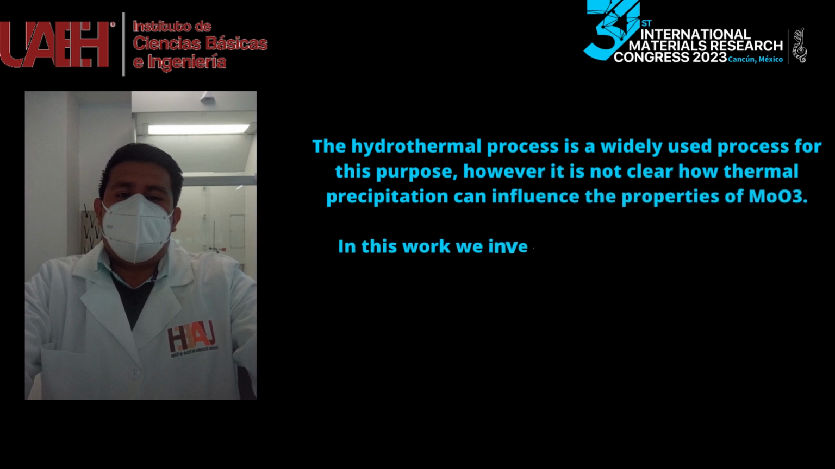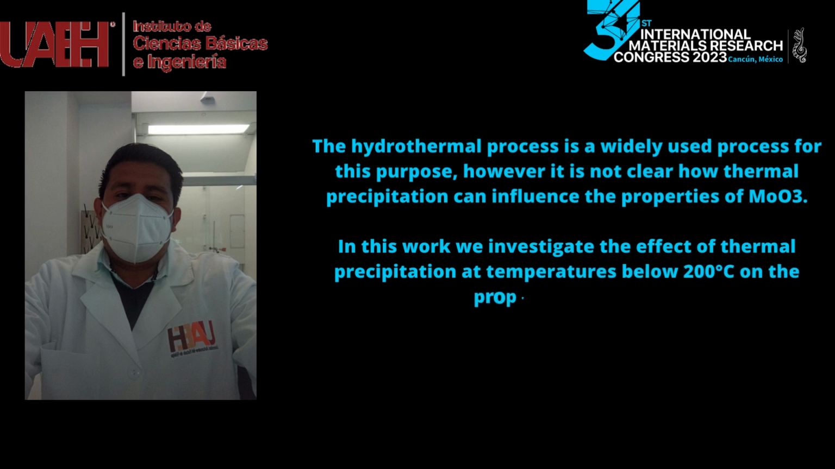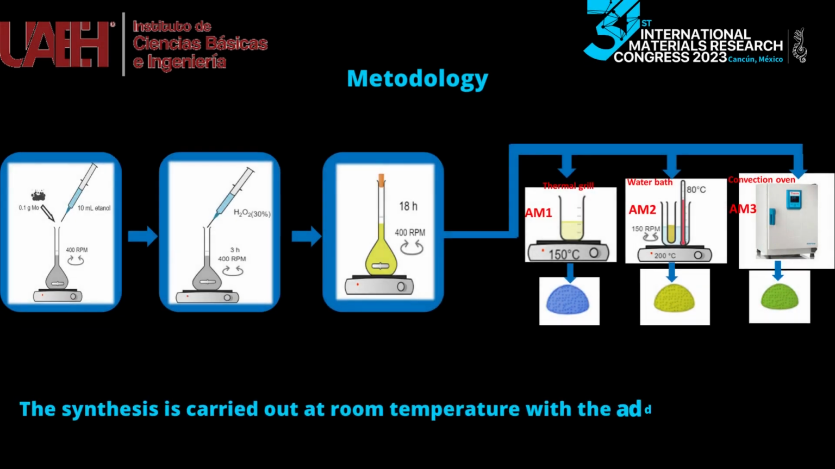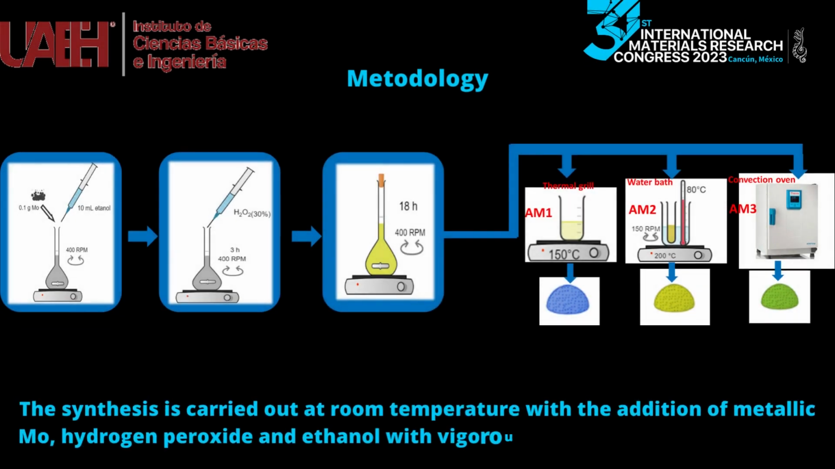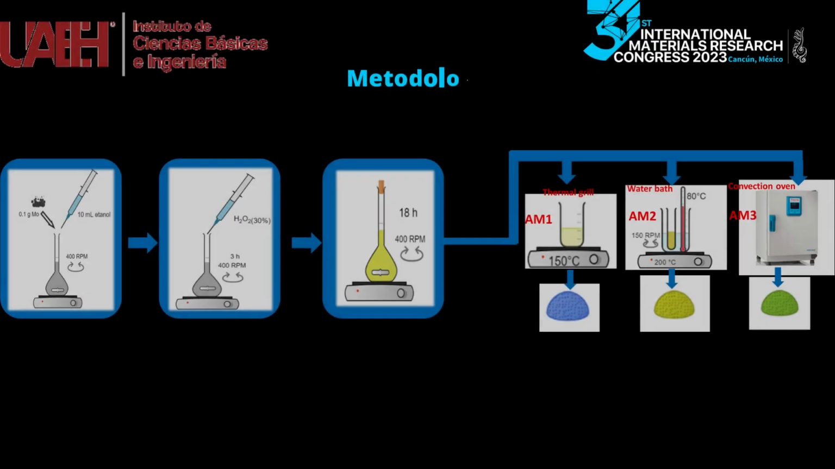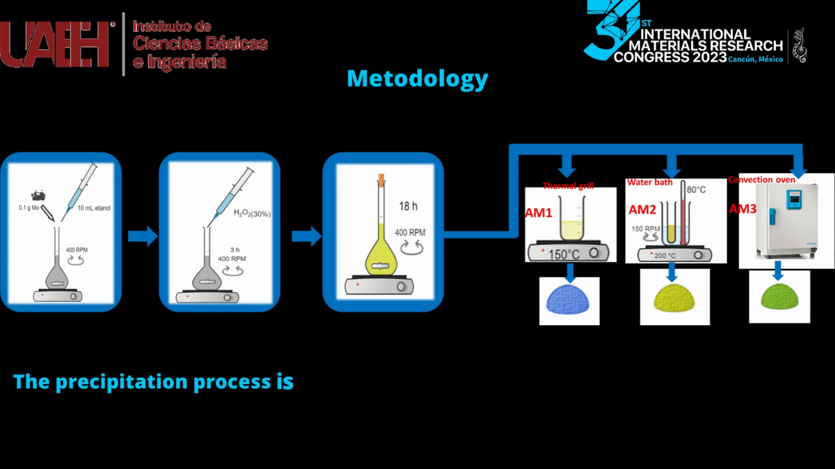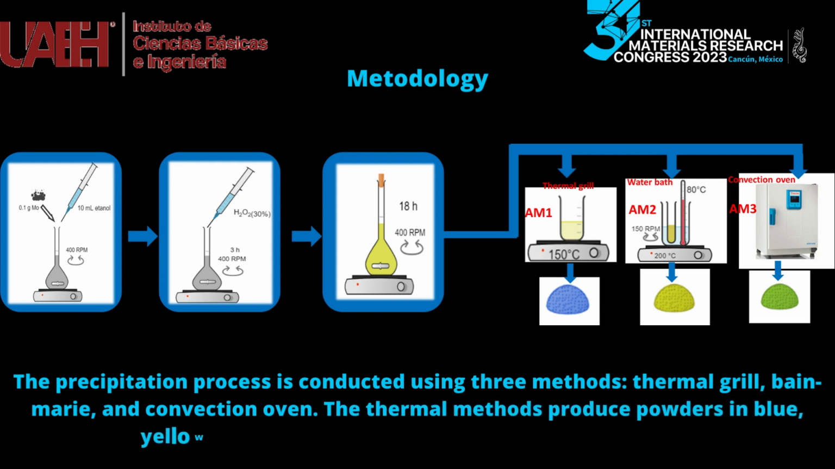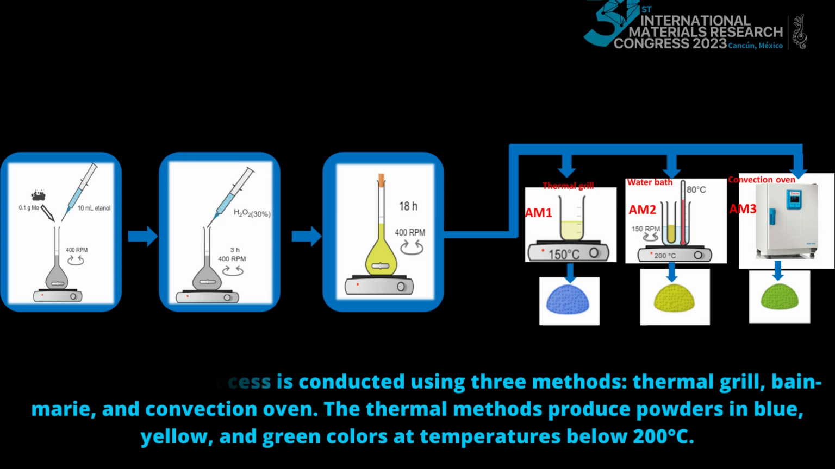In this work we investigate the effect of thermal precipitation at temperatures below 200 degrees Celsius on the properties of molybdenum trioxide. The synthesis is carried out at room temperature with the addition of metallic molybdenum, hydrogen peroxide, and ethanol with vigorous stirring for several minutes. The precipitation process is conducted using three methods: thermal grill, bain-marie, and convection oven. The thermal methods produce powders in blue, yellow, and green colors at temperatures below 200 degrees Celsius.